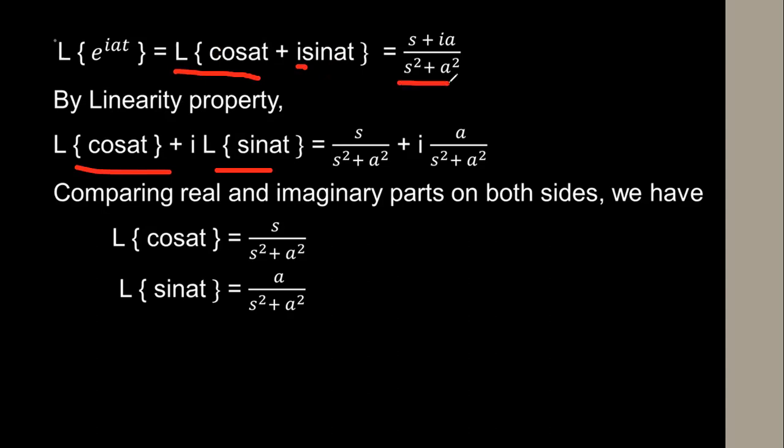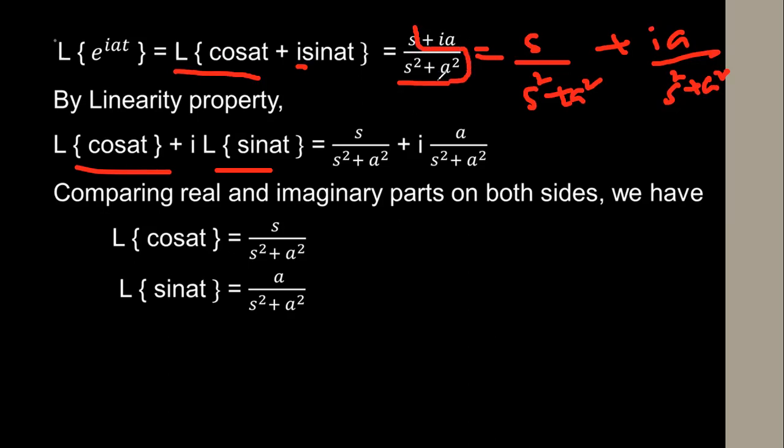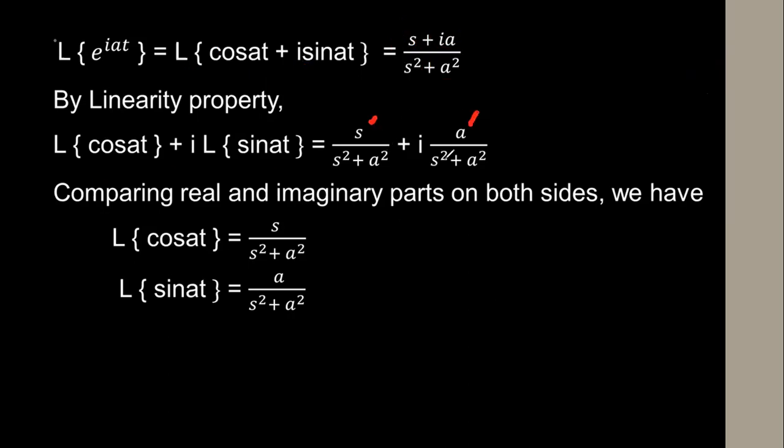you have to divide this entire term into real and imaginary parts. We can separate the real value and imaginary value into two terms. One is s by s square plus a square, plus ia by s square plus a square. So here we have the real value and the imaginary value. Now we have to compare the real value and also the imaginary value on both sides.